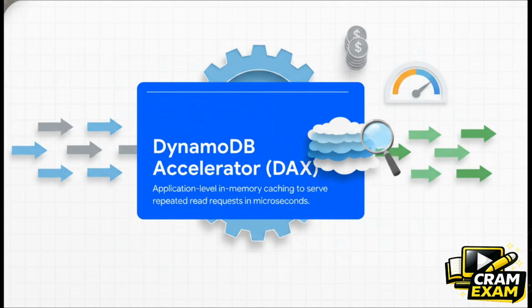And if your API still demands extreme read throughput, you don't just endlessly increase your DynamoDB capacity, you implement application-level caching. By placing DynamoDB Accelerator, or DAX, in front of your database, you serve repeated read requests directly from memory in microseconds. Caching is absolutely the ultimate optimization strategy because it entirely removes the operational load from your primary database, drastically reducing your RCUs and API latency.